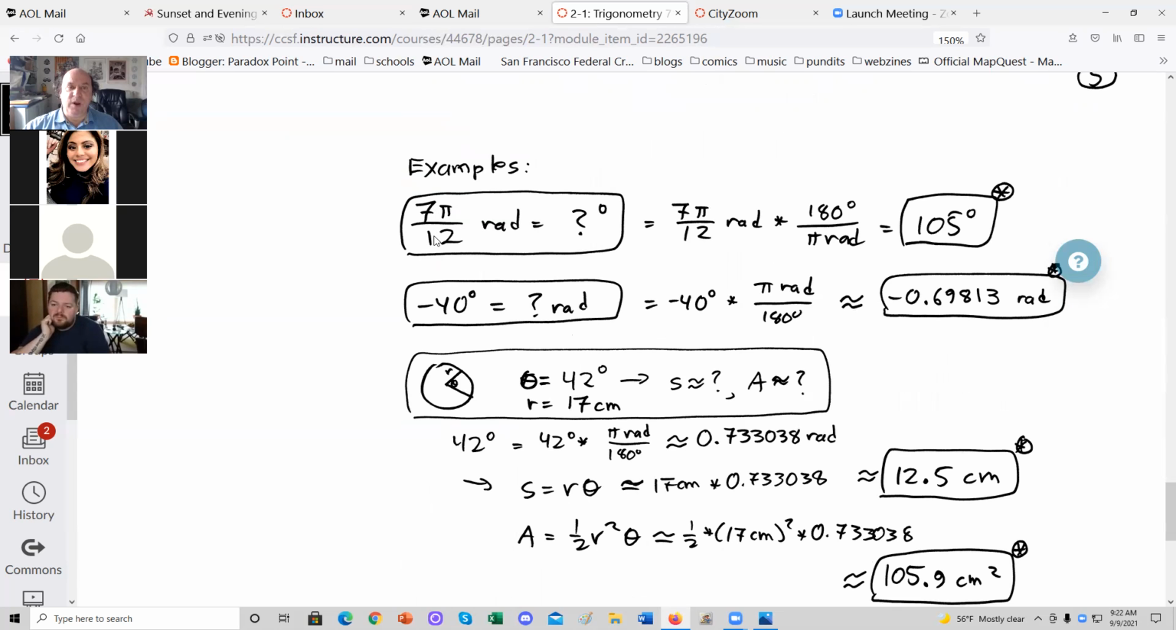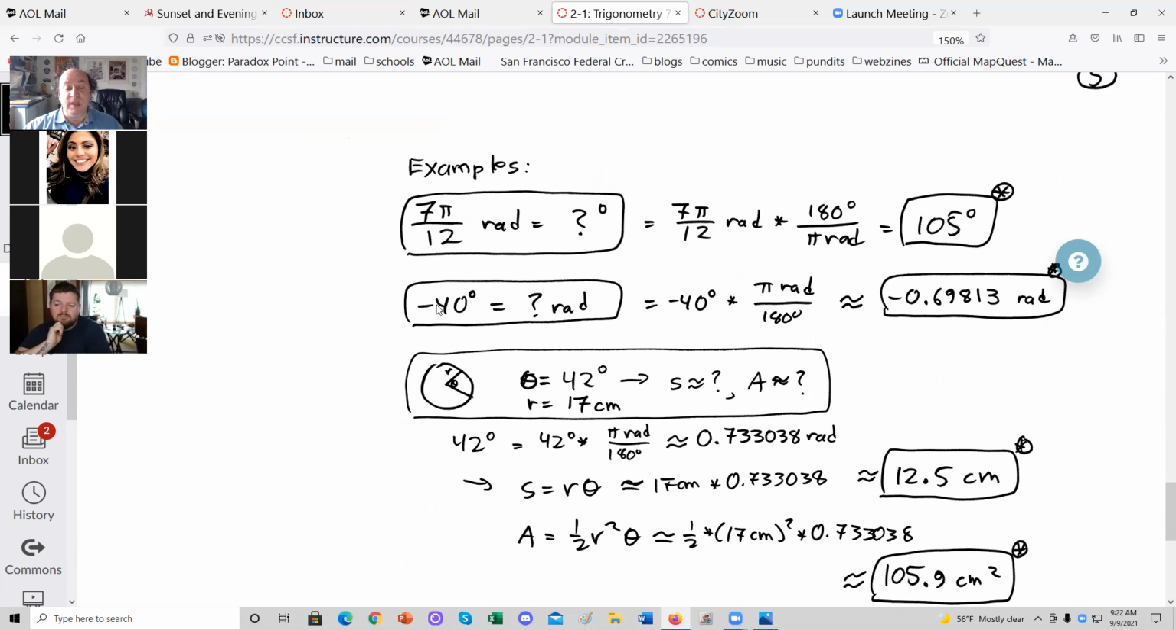7 pi over 12 radians. Well, we have radians, so we want to convert them to degrees, so we multiply by degrees per radian. So the radians will cancel. So it's 7 pi over 12 radians times 180 degrees over pi radians. These cancel, and after a bit of arithmetic it's 105 degrees.